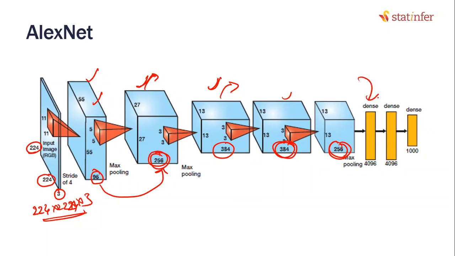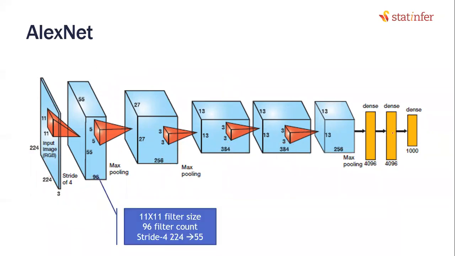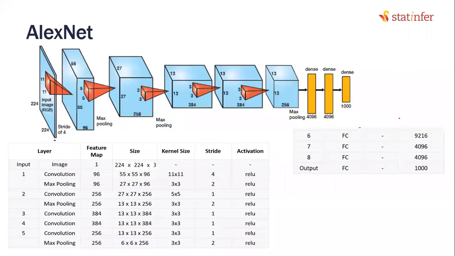Again, on top of it, dense 4096. Can somebody tell me what this is? Again, dense 4096. What does this mean? Number of nodes. Two layers are there with 4096 nodes. Like this, they have created this network.